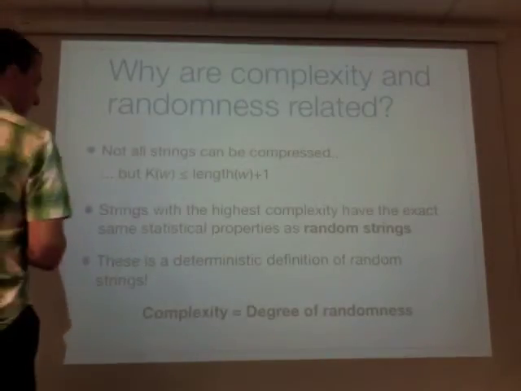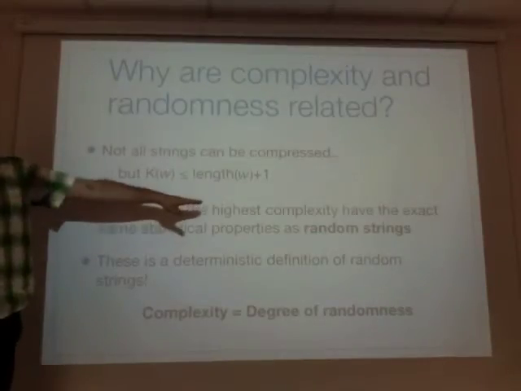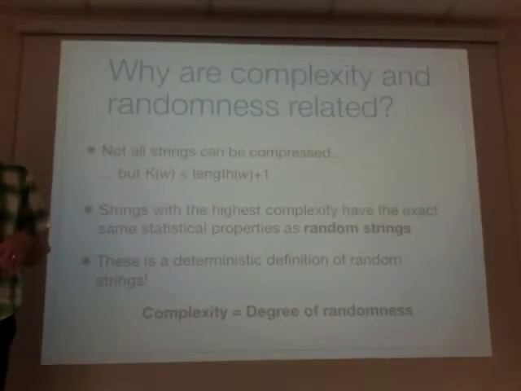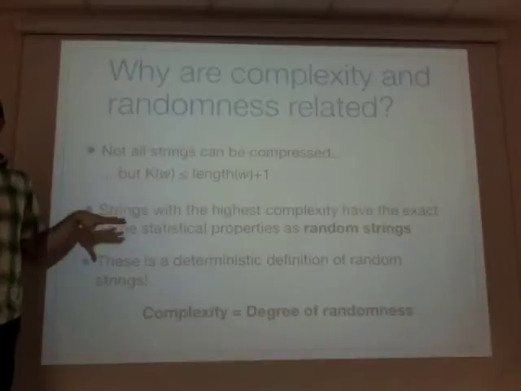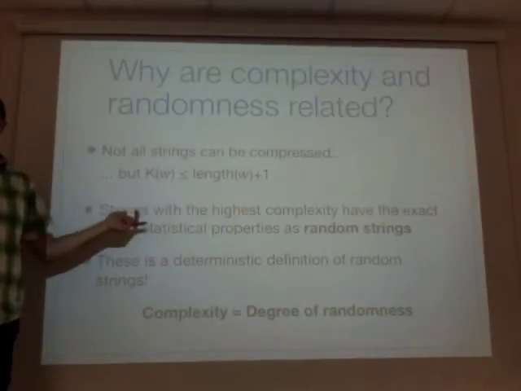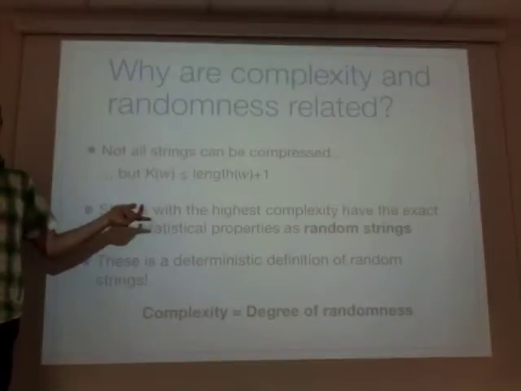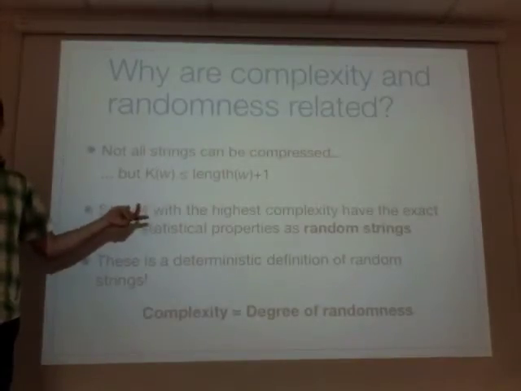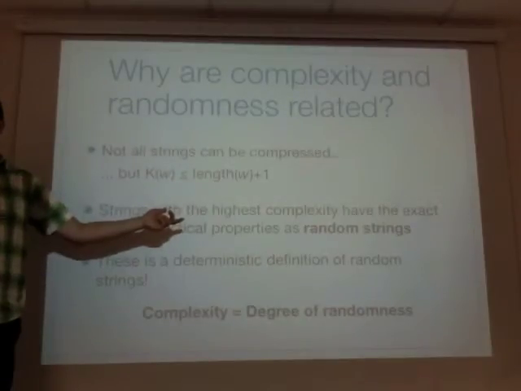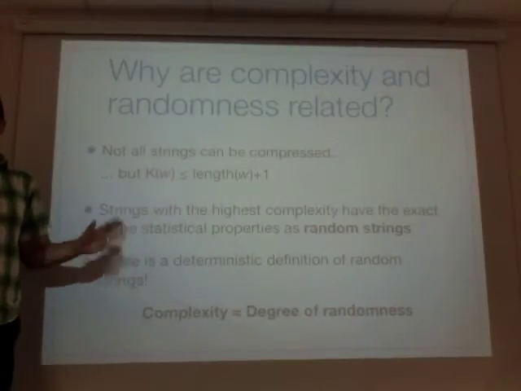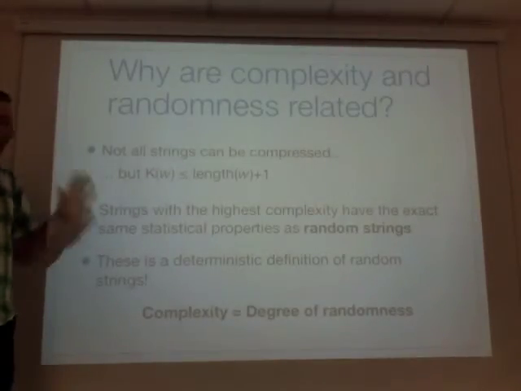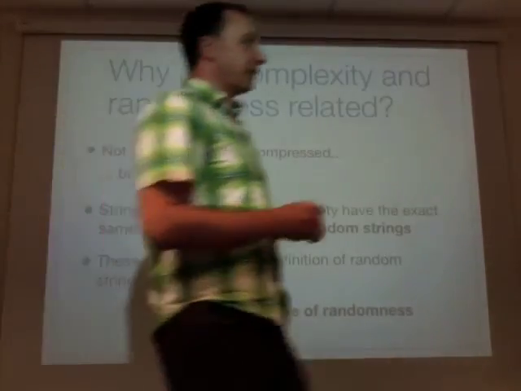So, interesting thing is that if you look at the strings with highest complexity, as we've seen here, the ones that have complexity at least n, then it turns out that they have exactly the same statistical properties as random strings. What do I mean by that? It's basically that you cannot write a program that will be able to distinguish between them and random sequences, more or less. It's basically the idea. But there is a theorem there, but I'm unable to state it exactly.